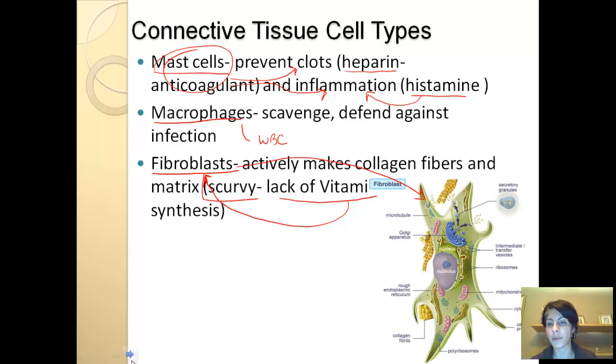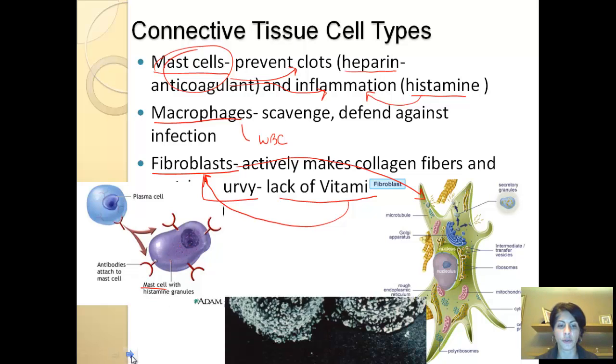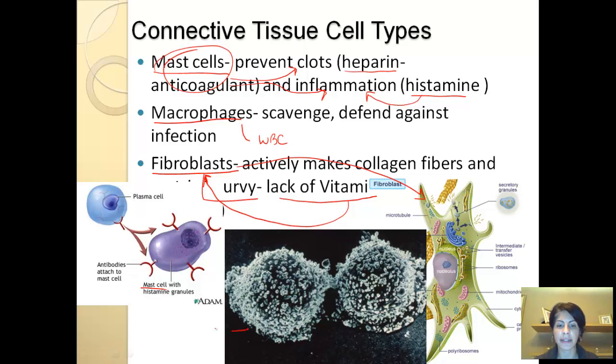This is an example of a fibroblast. Fibroblasts have star-shaped bodies, and you can take a look at all the organelles that you learned about in the last unit. Here are plasma cells, which are also found in connective tissue, and this is a mast cell with little granules of the histamine inflammatory chemical, and these are mast cells as well. This is what they really look like.